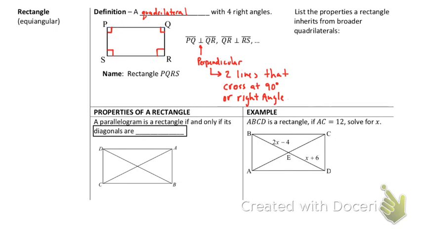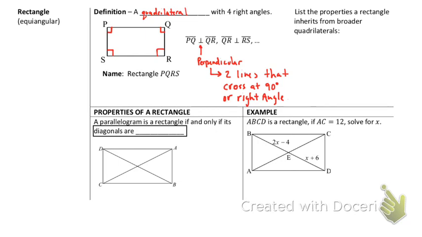Also, when we need to name a rectangle, we name it by using the 4 letters, just like a parallelogram, P, Q, R, S. And we put the name of the shape. So we're dealing with the rectangle, and we put our 4 letters, and you go in consecutive order, so around the shape. It doesn't really matter which way you go or what letter you start with, as long as you go around the shape when you name it.